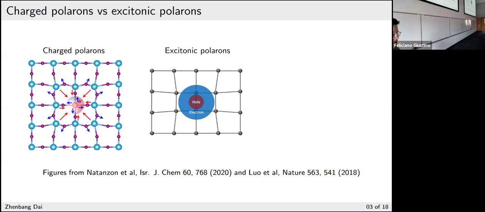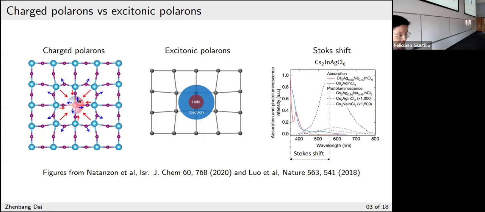And you might wonder why this exciton polaron is so important and why we're interested in it. Well, it's because excitons are very important in optics. They determine a lot of optical properties in real materials. And because of this extra interaction between the exciton and the phonons, the properties of excitons can be further affected by these exciton polarons. For example, here is a plot that shows the absorption spectrum and also the photoluminescence spectrum for this very novel double perovskite that Feliciano discussed briefly yesterday.